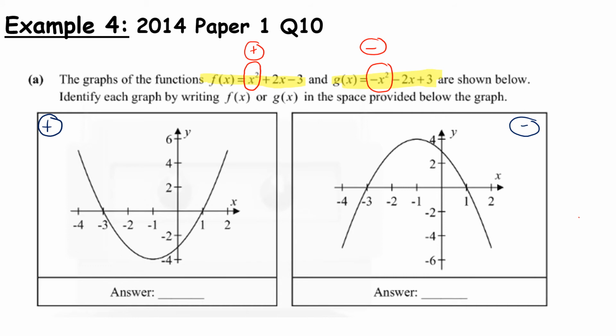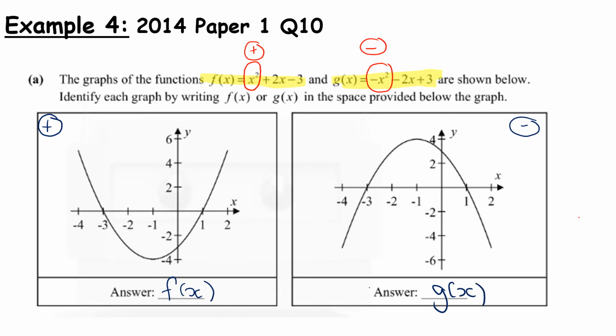The way I like to think about this is we look at the variable with all the power, and that variable with all the power has the power to decide if it's going to be positive or negative. So if the x squared, in this case, is positive, the whole thing is positive. If the x squared is negative, the whole thing is negative. So that gives us the positive f of x and the negative g of x.